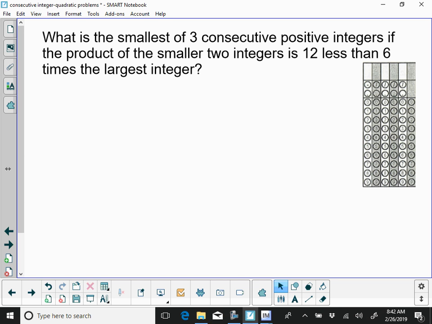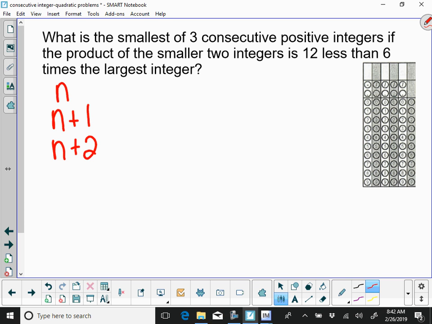What is the smallest of three consecutive positive integers? Okay, let's start right there. If I have three consecutive positive integers, let's go back to when we learned about that. What are our symbols? N, N plus 1, and N plus 2. Okay, you know that part. We've done that. Three consecutive positive integers. The positive will come into play in a minute.